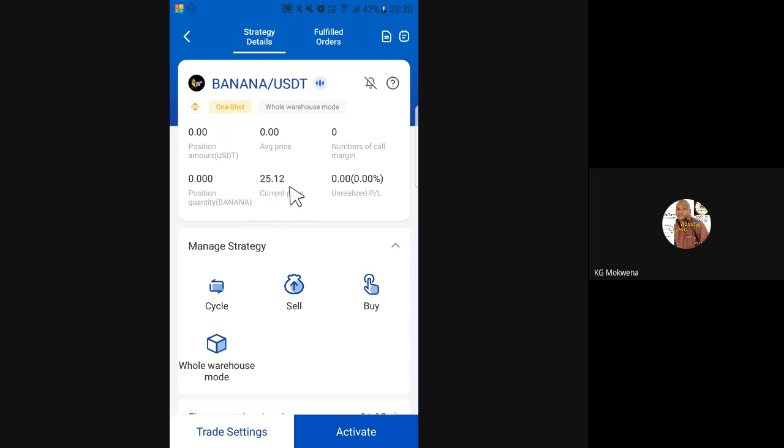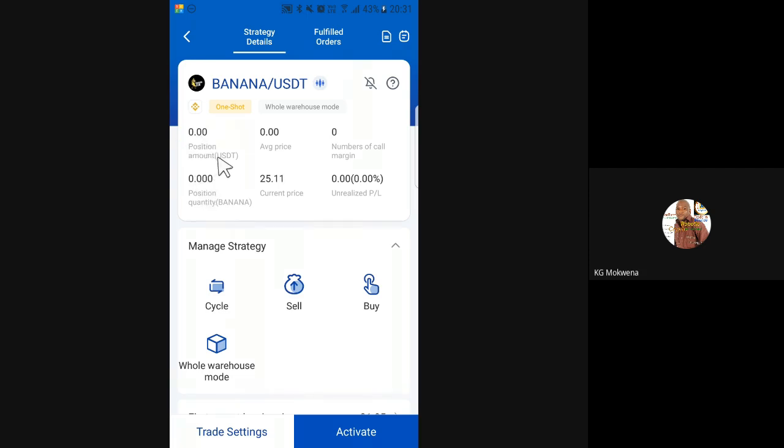If you are to buy one Banana, you will need to have a unit of Banana, so to speak, $25.12. As in crypto, an organic banana is way lesser, it's cheaper. You know, it cannot be $25, but crypto is where it is at the moment, $25.11 there. Now you can see that position amount, nothing. Position amount simply means the amount of money that the robot used to buy Banana, or the amount of money invested into the Banana. You know, so nothing has been invested as yet.